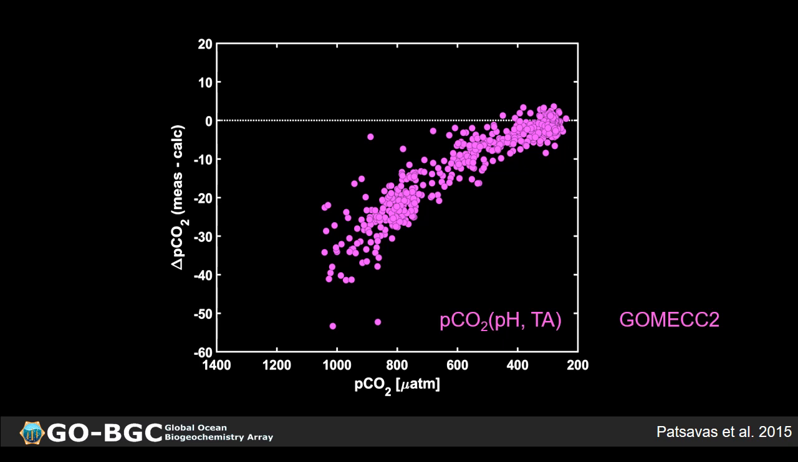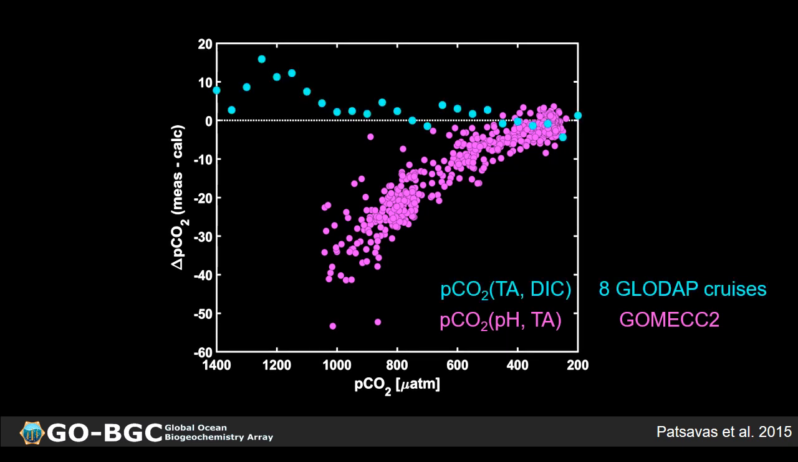In 2015. But if you compare the PCO2 that is calculated from alkalinity and DIC, then we see a very different pattern. The blue dots show the PCO2 calculated from alkalinity and DIC from 8 GLODAP cruises, so the alkalinity and DIC has been adjusted using crossover analyses. And you can see that the PCO2 derived from pH, shown in pink, has a very distinct PCO2-dependent difference between directly measured and calculated, whereas the PCO2 calculated from alkalinity and DIC agrees much better with the directly measured PCO2 over a large range, in fact to better than plus or minus 5 microatmospheres to at least 1,000 PCO2.